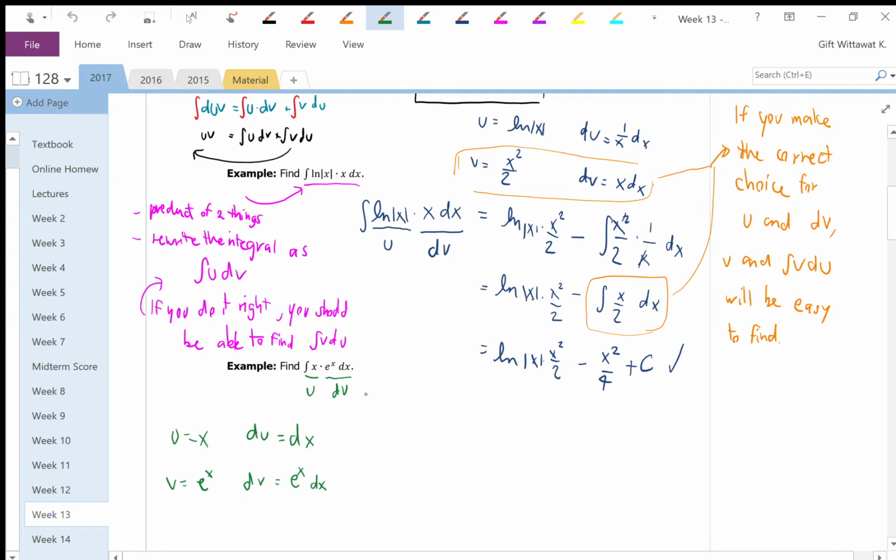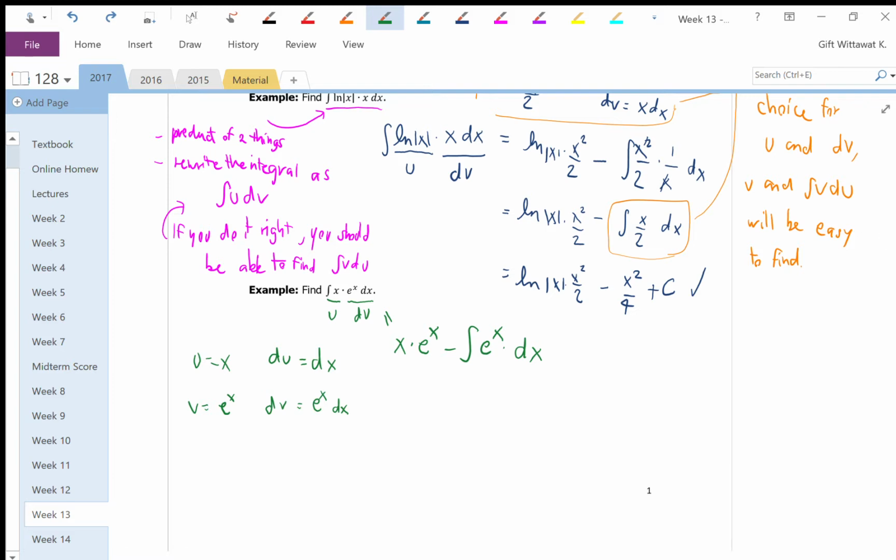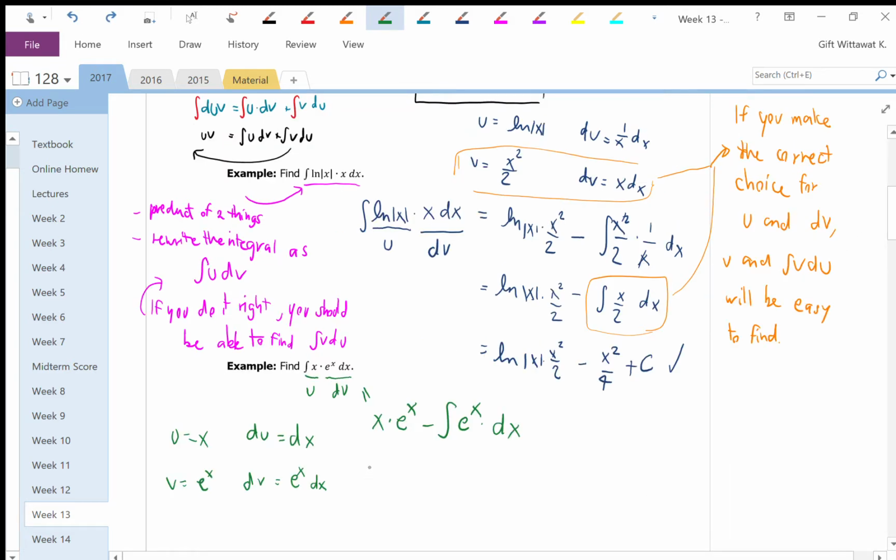So this integral is going to equal u times v, which is x times e to the x, minus the integral of v du. v du is e to the x times du, which is dx. Lucky for us, this is all easy, so it's just x e to the x minus the integral of e to the x, which is just e to the x, plus a constant. So that's it.